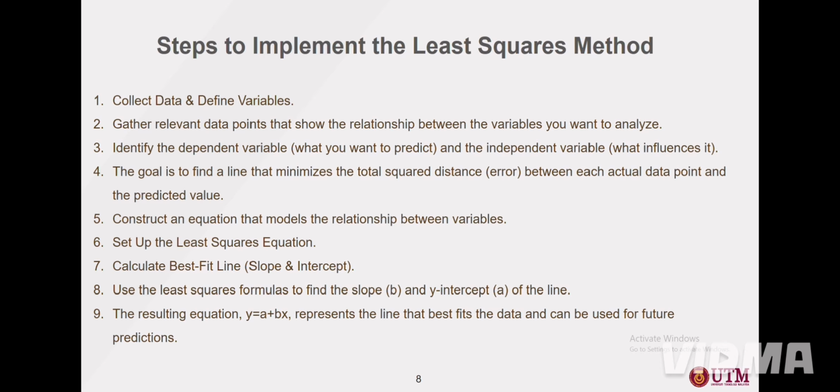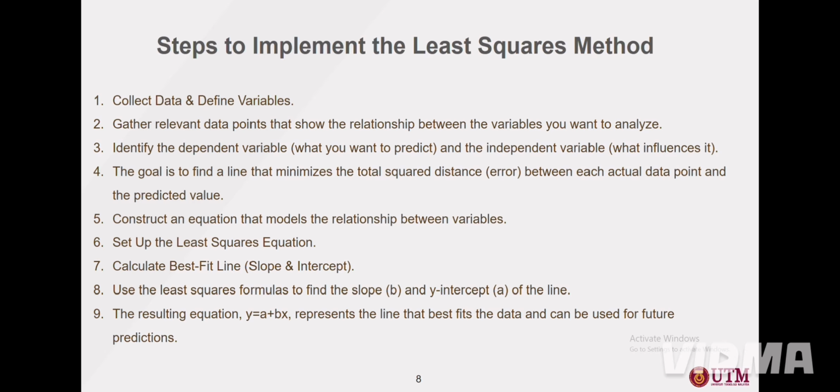To implement the least squares method, we need to follow some steps. First, we need to collect the data and define variables. It's really important at the beginning to know what your objective is and what you want to forecast, what you want to predict. Then gather relevant data points that show the relationship between the variables you want to analyze. Identify the dependent variable, what you want to predict, and the independent variable, what influences it.